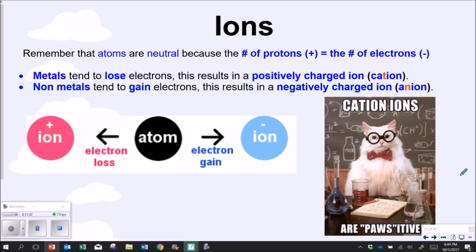Remember that atoms are neutral because the number of protons equals the number of electrons. Metals tend to lose electrons, and this results in a positively charged ion or a cation. Non-metals tend to gain electrons, and this results in a negatively charged ion or an anion. Remember, your T can stand for the positive for that ion, and the N can stand for negative for anion, and this is how you can remember those.